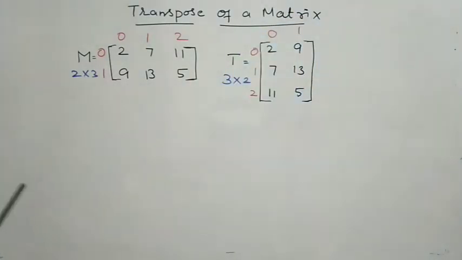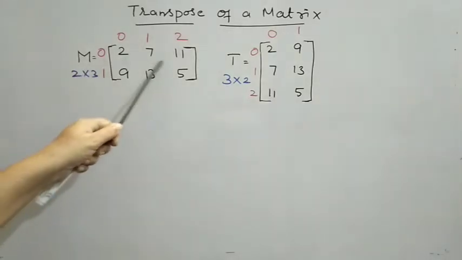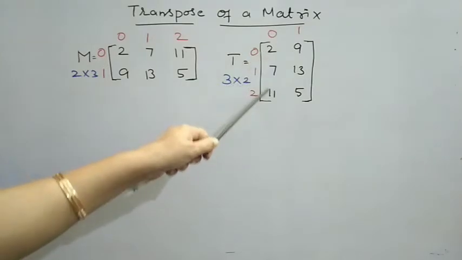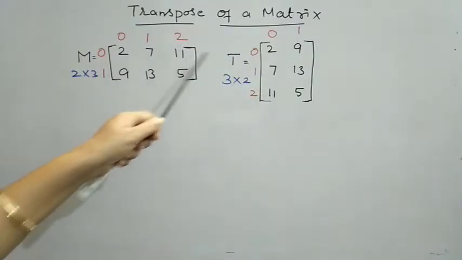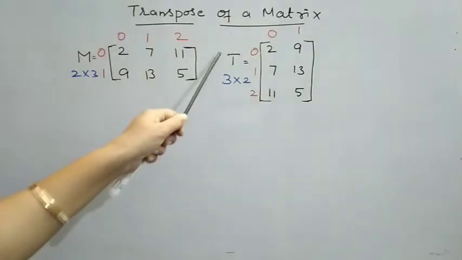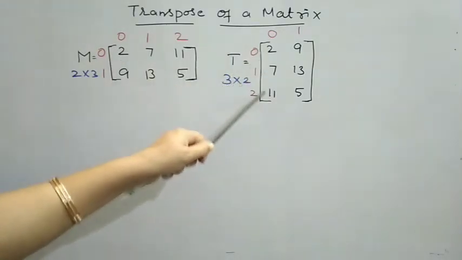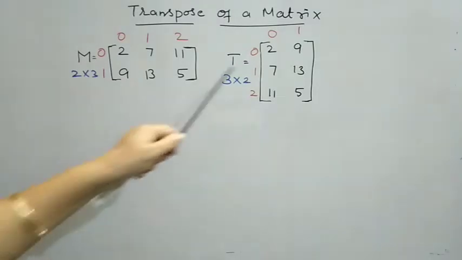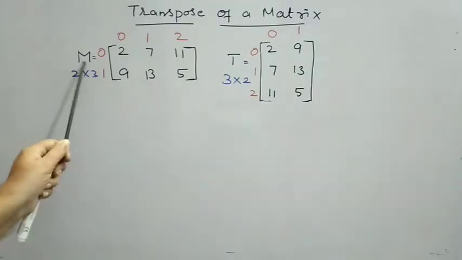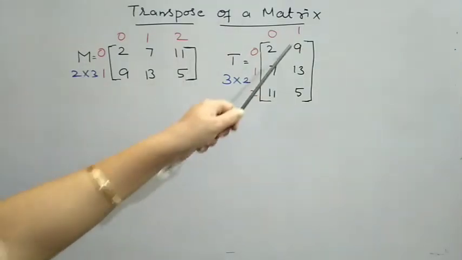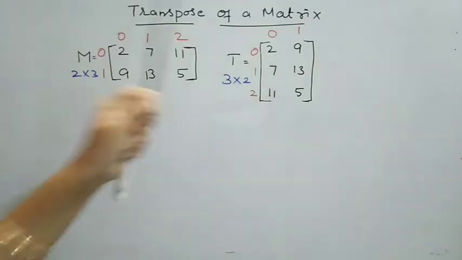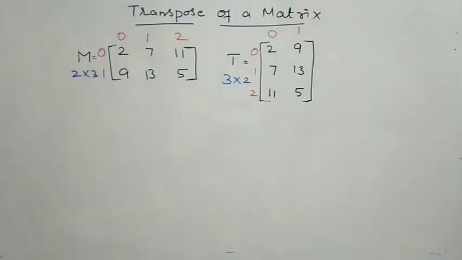If we want to perform the transpose of the matrix, the row elements in the input matrix are converted into columns. The row elements are transposed to column elements in the transpose matrix. See here, the first row is transferred into the first column in the transpose matrix. The second row in input matrix M is transposed into the second column in this transpose matrix. Let us check how we are going to perform this transpose of a matrix.